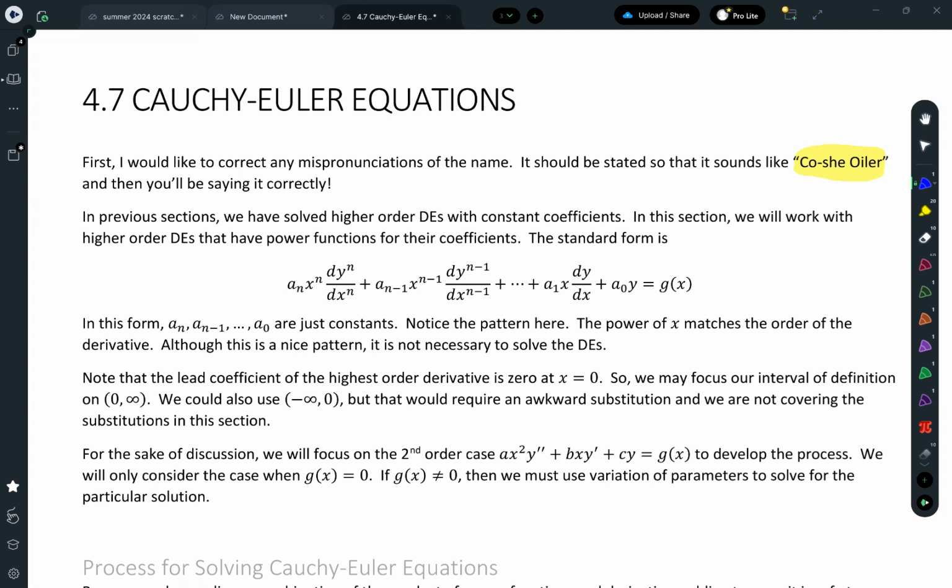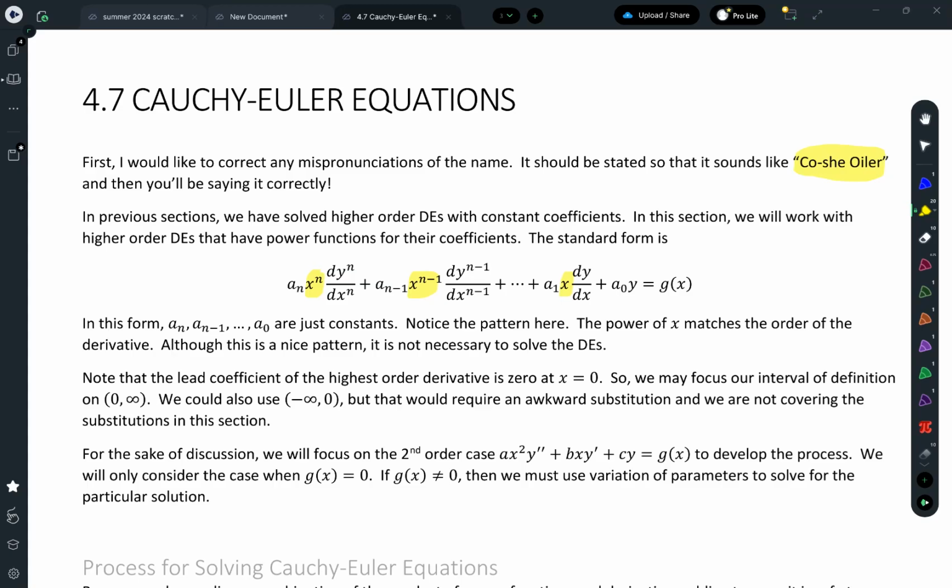So in the previous sections, we've been working with higher order differential equations that had constant coefficients. The non-homogeneous term was sometimes nice, sometimes not. But now we're going to work with a special type of equation where we're going to see x to some power in each of the coefficients of y prime, y double prime, y triple prime, and so on and so forth.